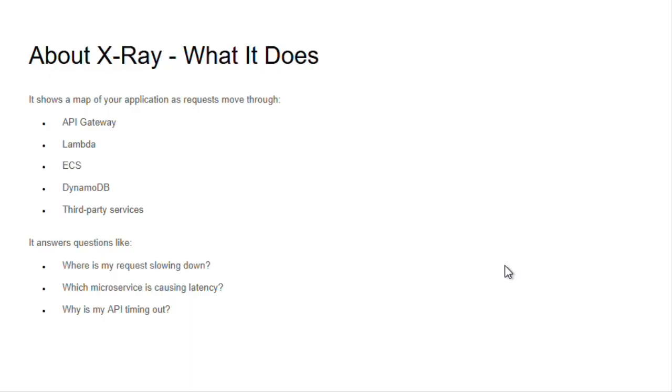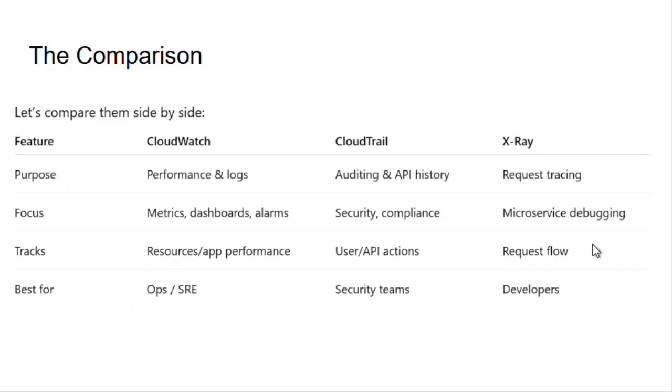One example for AWS X-Ray is, imagine a user request hits an API Gateway, then Lambda, then DynamoDB. X-Ray can show each hop, latency per service, errors, and bottlenecks. X-Ray equals distributed tracing and performance debugging. Now let's compare all three services side by side, because this is where most people finally get the aha moment.